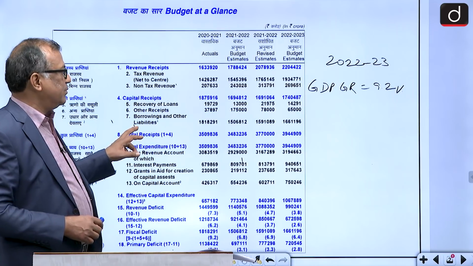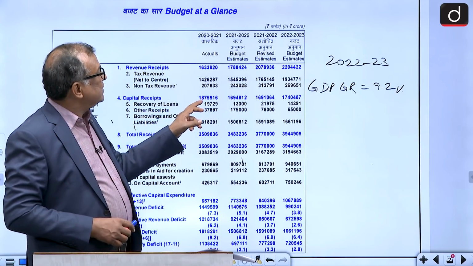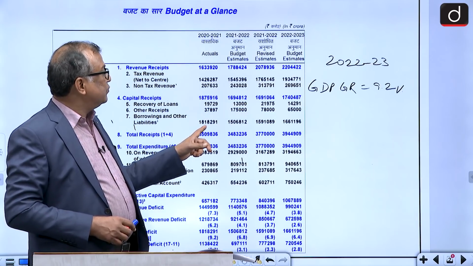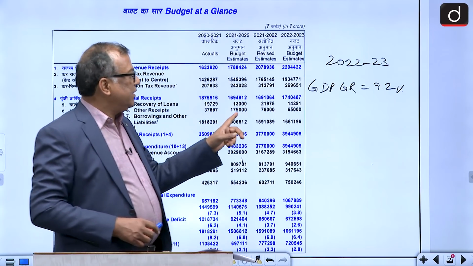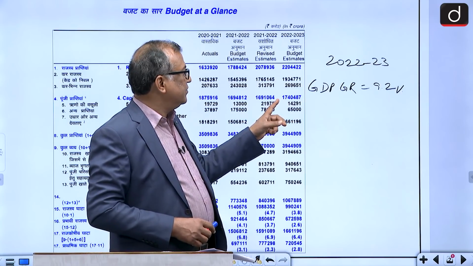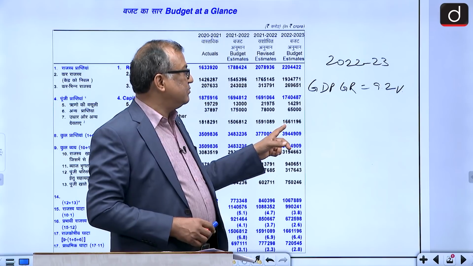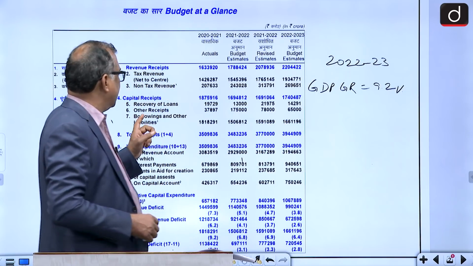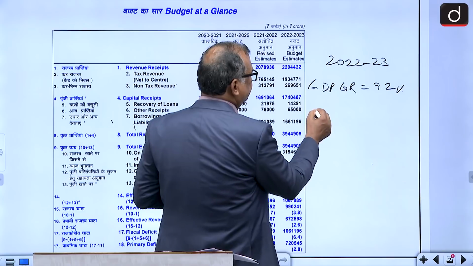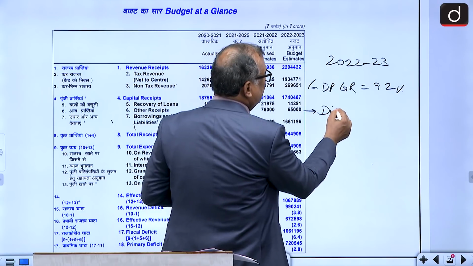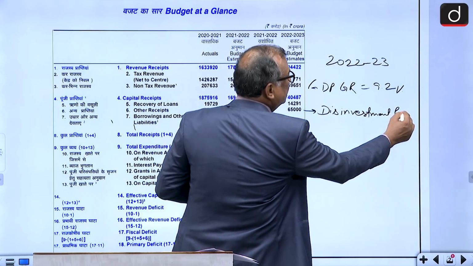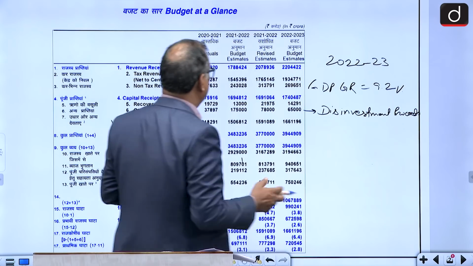Capital receipt is basically market borrowing. As you can see, out of 18,75,916 crores, 18,18,000 was market borrowing. Even next year, out of roughly 17,40,000 crores of capital nature, 16,61,000 is market borrowing. Other receipt means this is actually disinvestment. Practically, this is disinvestment proceeds.